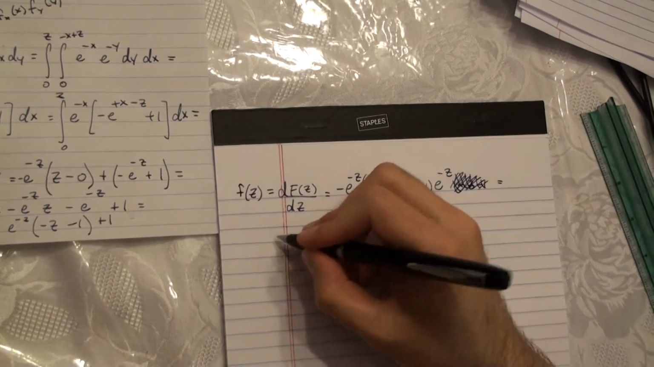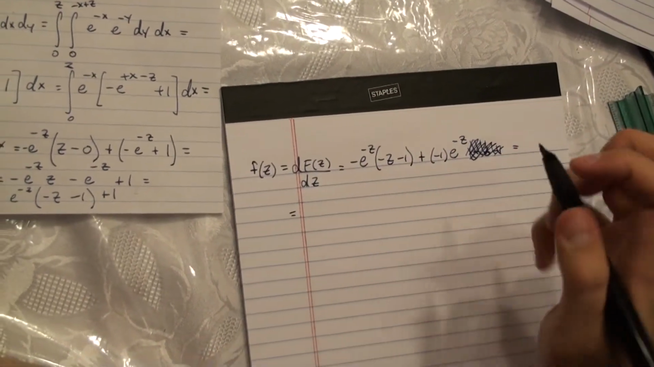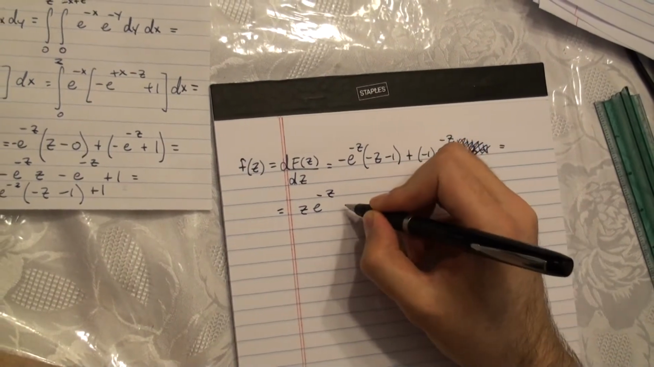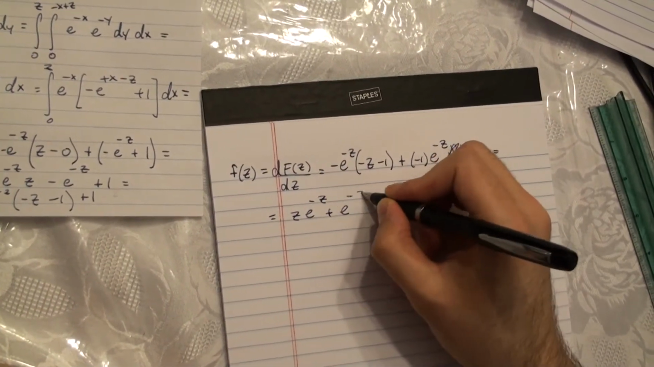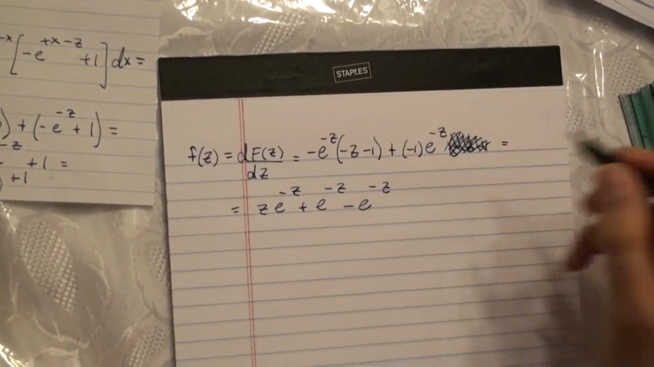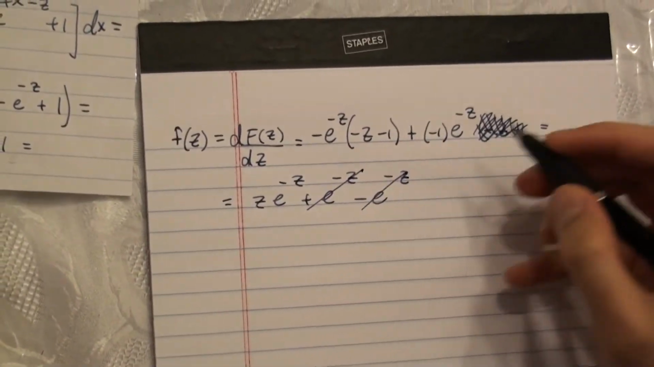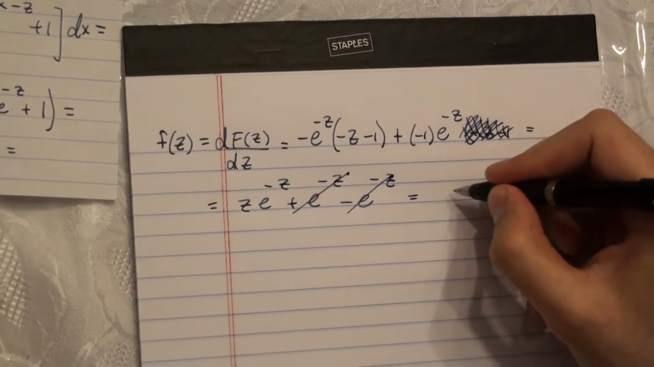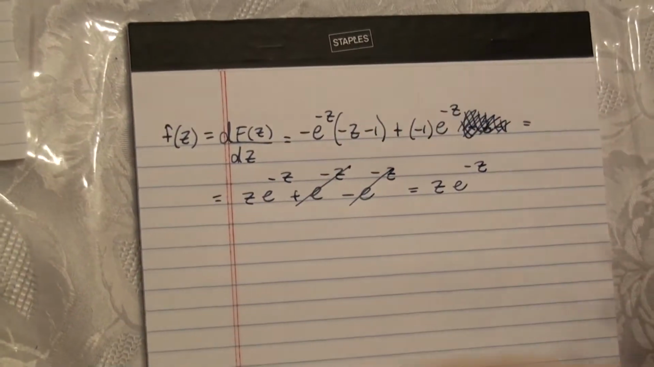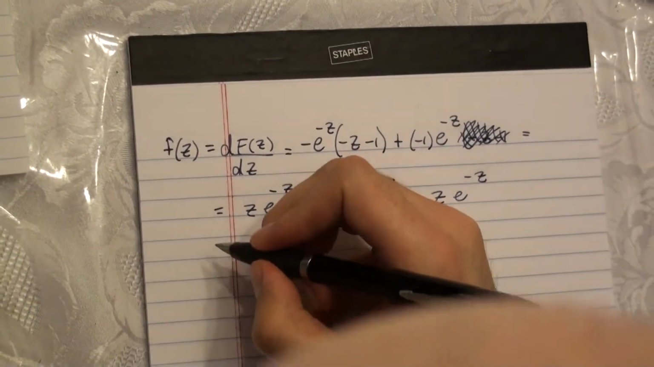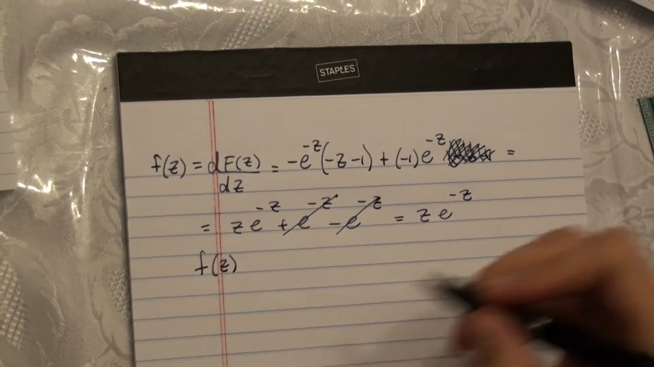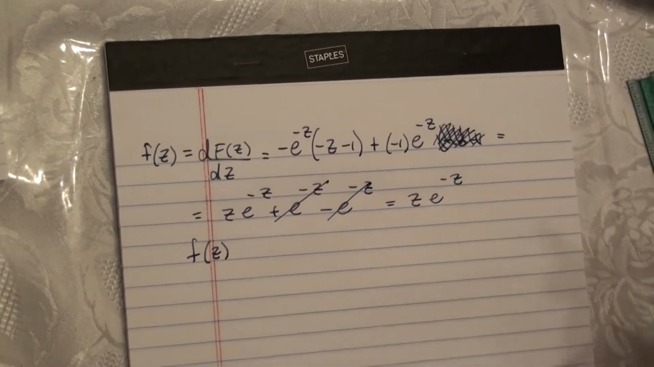So now what does this give us? Let's simplify it. We get z e to the minus z plus e to the minus z minus e to the minus z. So these guys go away, and we are left with z e to the minus z. And that is what our little f of z will equal for z greater than or equal to 1.